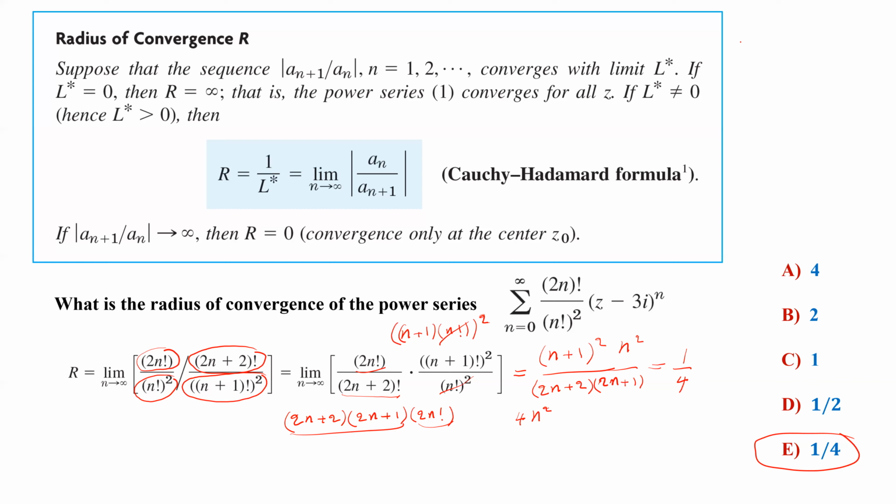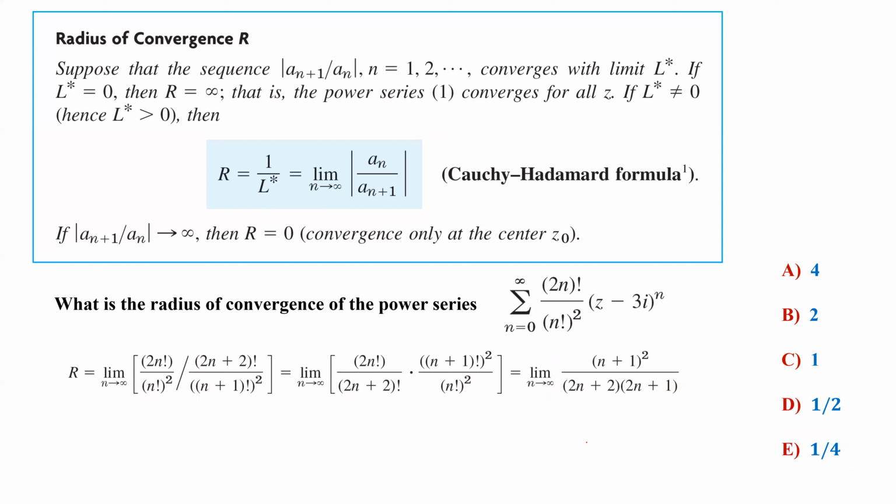All right, so it becomes 1/4. So it becomes n plus 1 squared divided by 2n plus 2 times 2n plus 1, which is 1/4. All right. Any more questions?